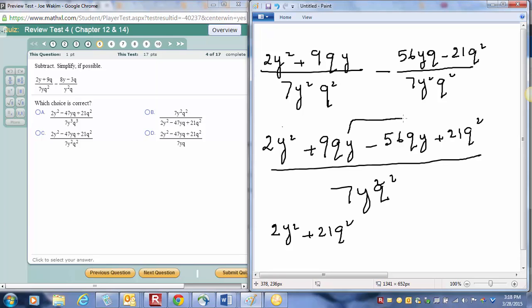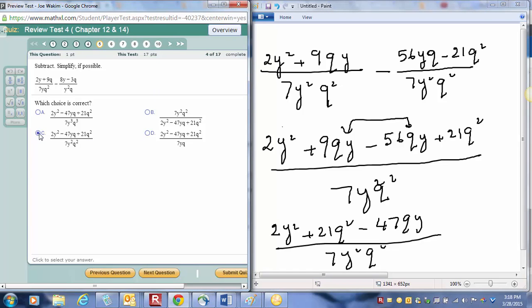But these two are like terms because they have qy. And what is 56 minus 9? That would be 47, right? 47, is it minus or plus? It would be minus because this is more negative. So this would be minus 47qy, and the denominator will not change, 7y squared q squared, and of course looks exactly like this one, 2y squared, 21q squared, minus 47yq. So this was a challenging question. I would assume this is a challenging question. Let's try number 6.